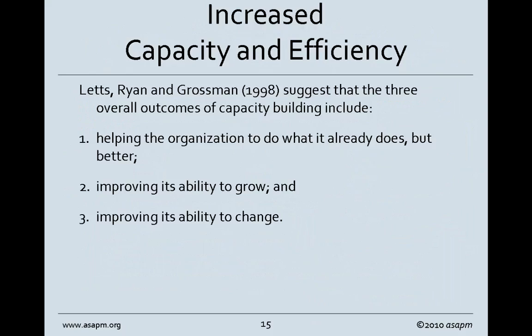Increased capacity and efficiency. Here's a study that was conducted by Letts, Ryan, and Grossman about 12 years ago, and they suggested that the overall outcomes of capacity building include helping the organization to do what it already does but better, improving its ability to grow, and improving its ability to change. So if a project results in any one of these three things, that is doing what it does better, or improving its ability to grow or to adapt to new circumstances, then that project will most likely have been a success.